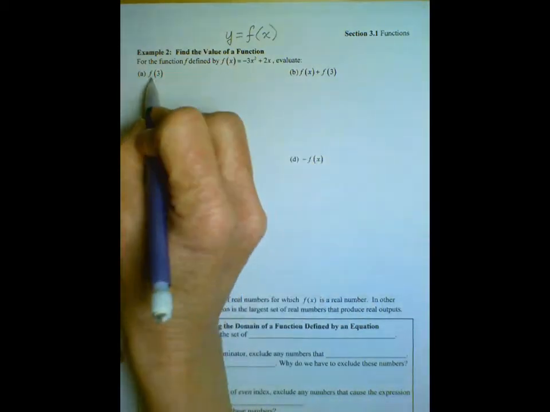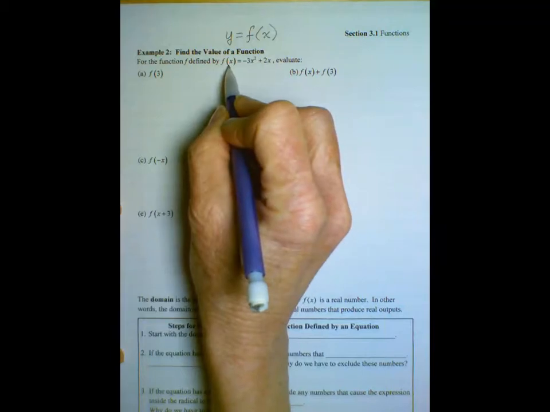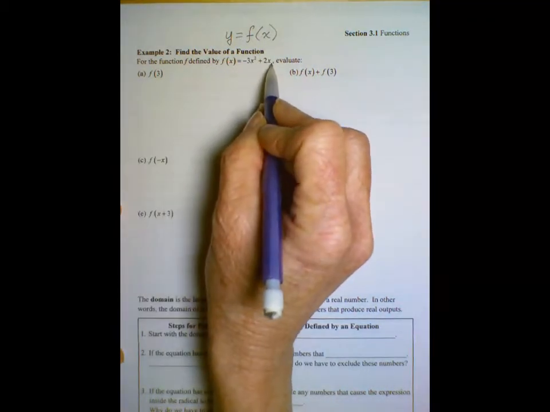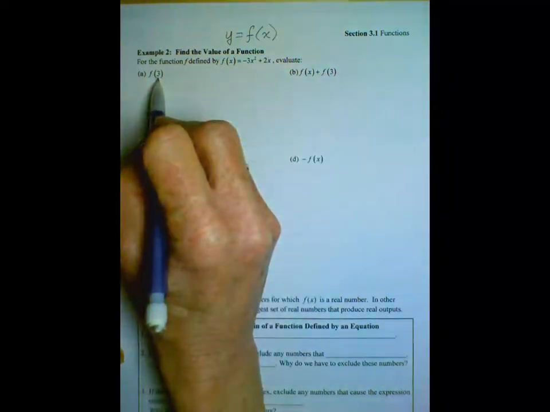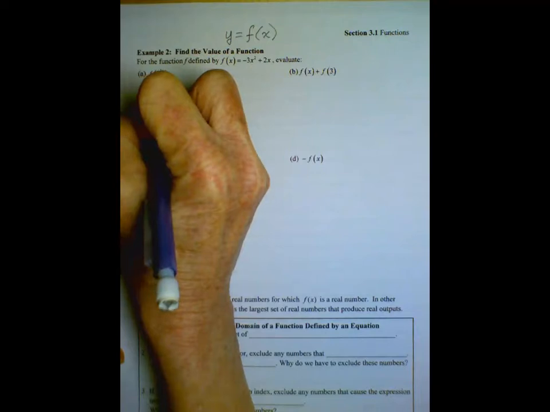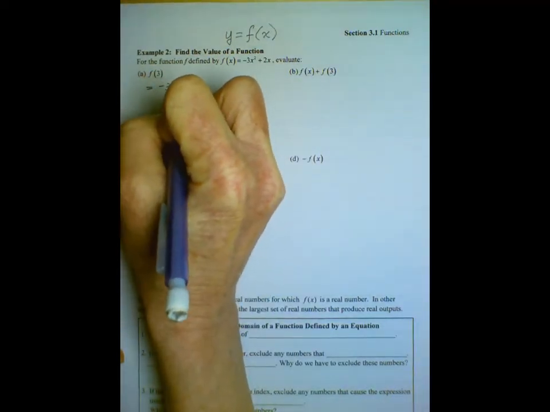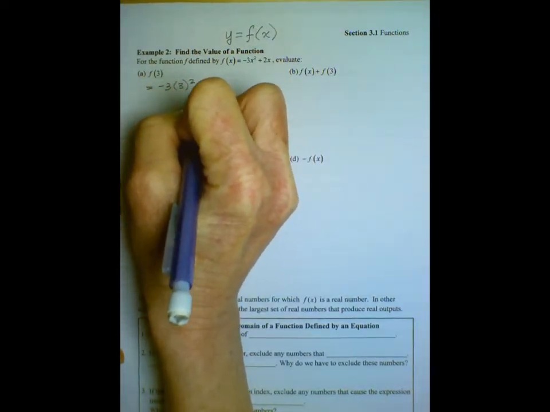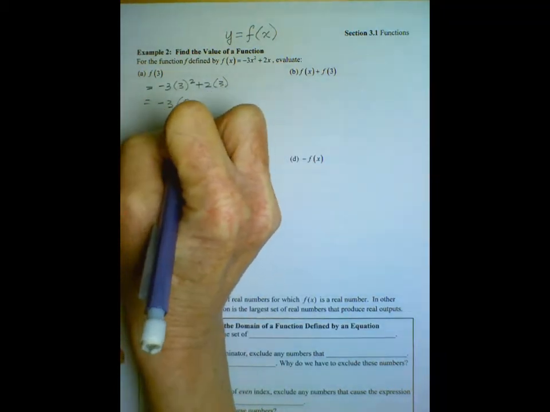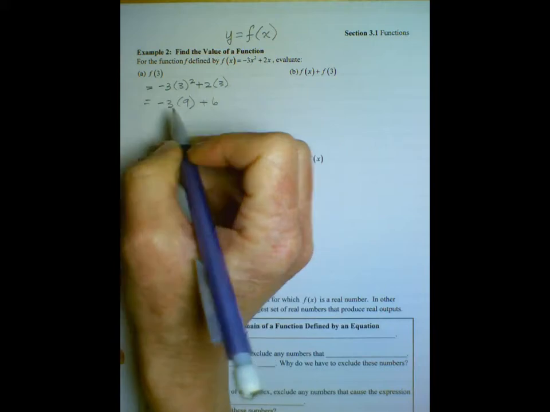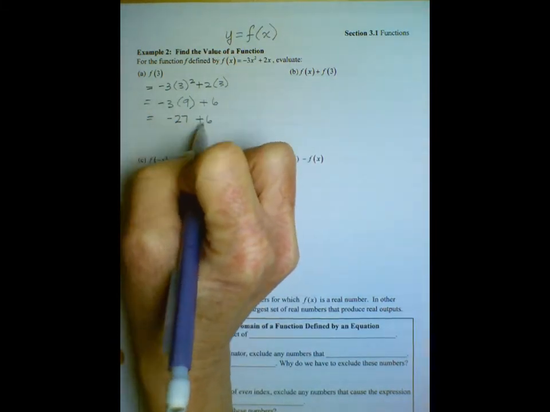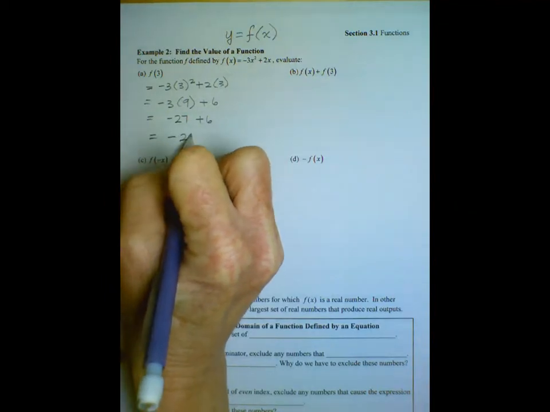Okay, so we are to find f of 3 given that f of x is this. All that means is everywhere we have an x in our function, we replace it with a 3 and then simplify as we can, right? So we have negative 3 times 3 squared plus 2 times 3. Negative 3 times 9 plus 6. Negative 3 times 9, negative 27 plus 6, or negative 21.